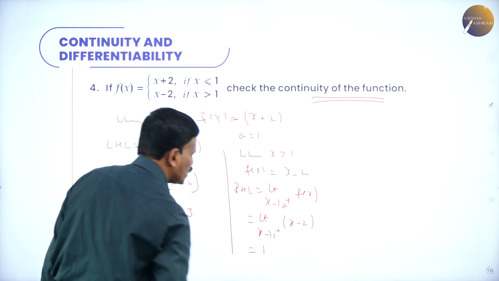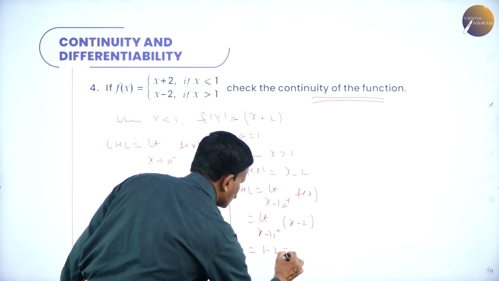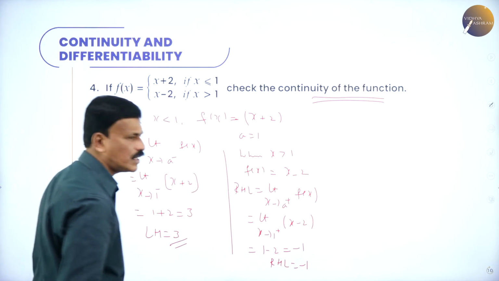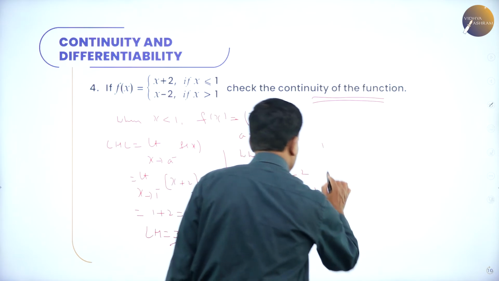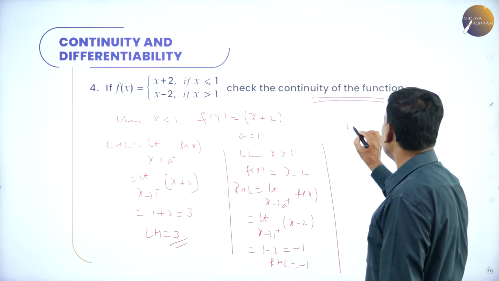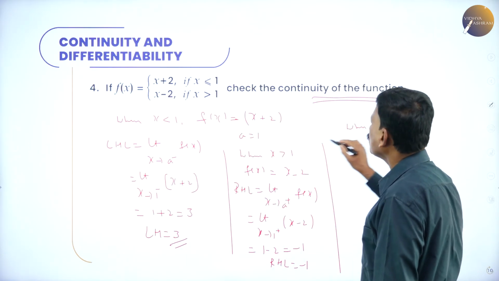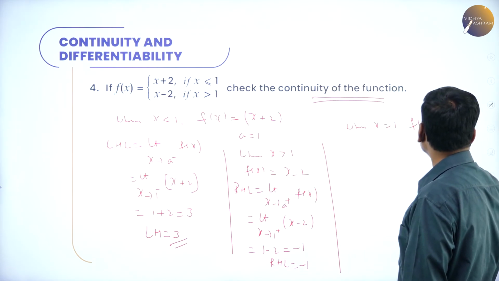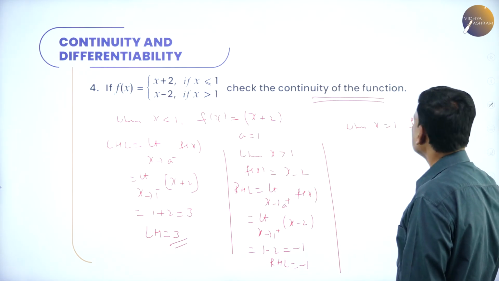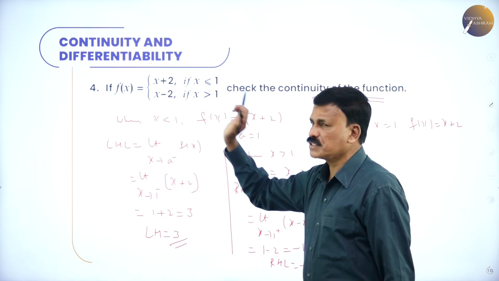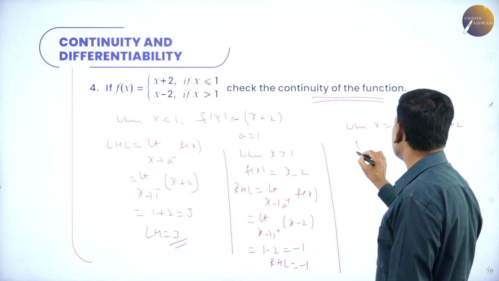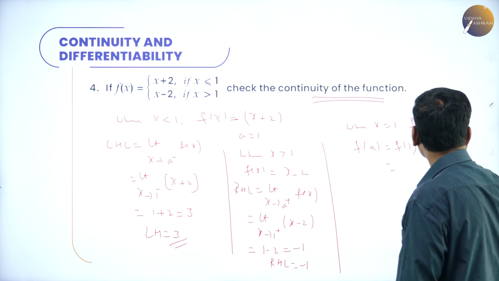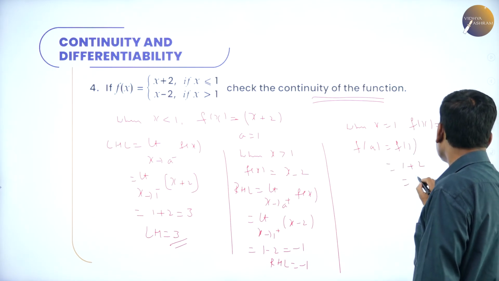Substitute the value of x: 1 minus 2 is equal to minus 1. The right hand limit is minus 1. Now let us come to the functional value. When x is equal to 1, f of x is equal to x plus 2. So therefore, f of a means f of 1, that is nothing but 1 plus 2, which is equal to 3.